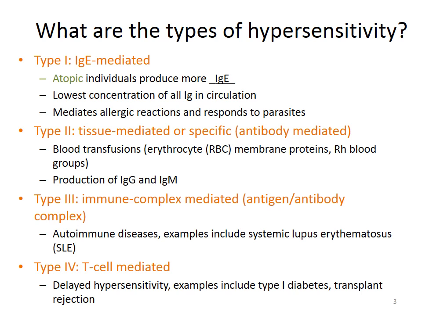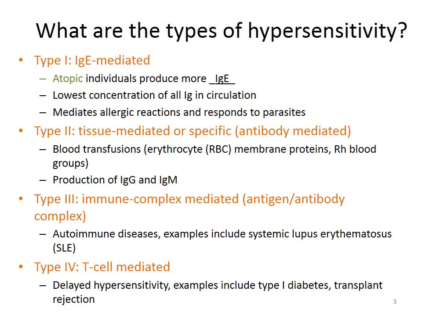Some examples of type 3 are autoimmune diseases that include diseases like systemic lupus erythematosus, or SLE, and rheumatoid arthritis. Those are two examples of type 3 hypersensitivities.